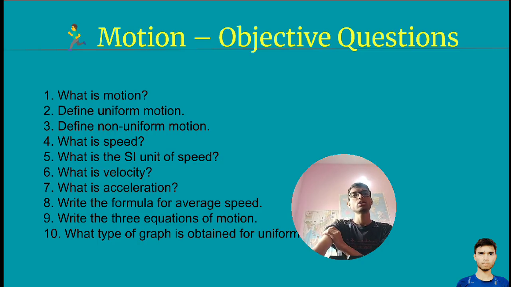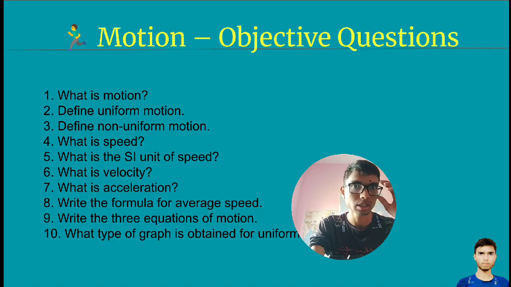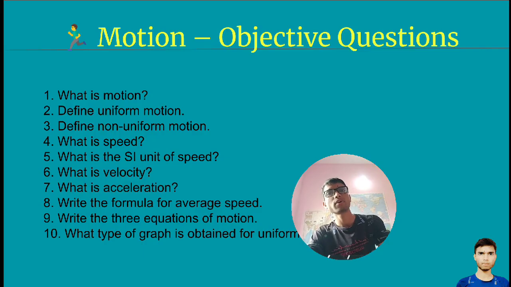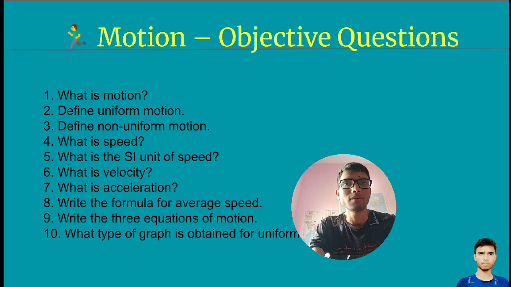Now, what is the SI unit of speed? I think it should be meter per second. Meter per second. Now, next is what is velocity? Velocity is speed, but it has a direction. That's it. Okay.